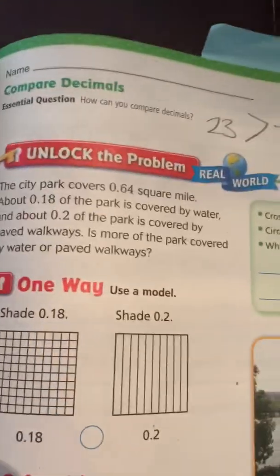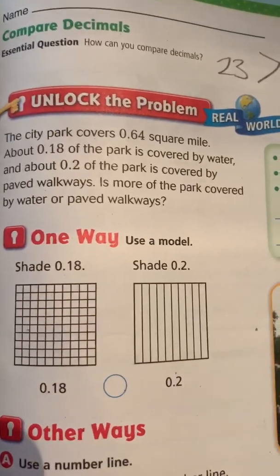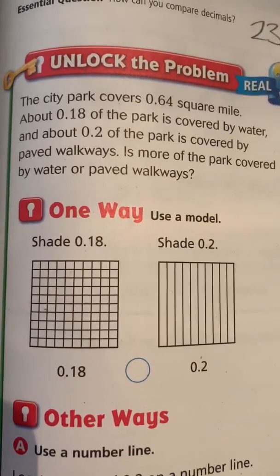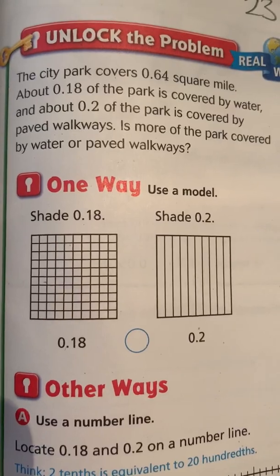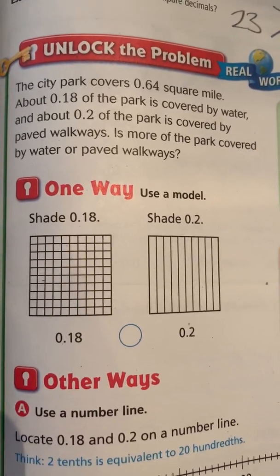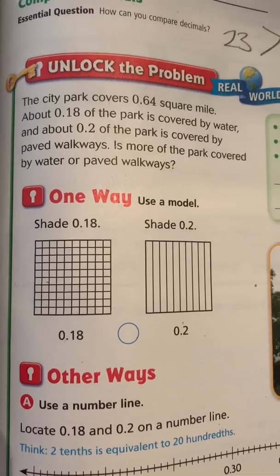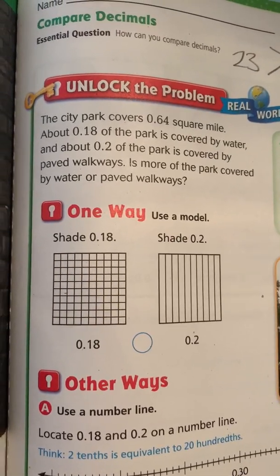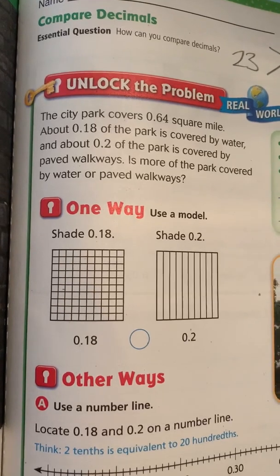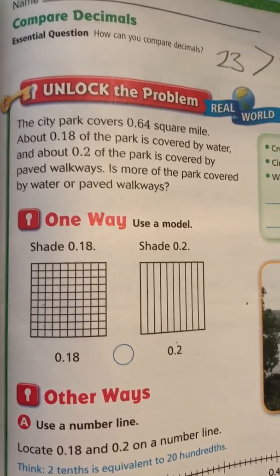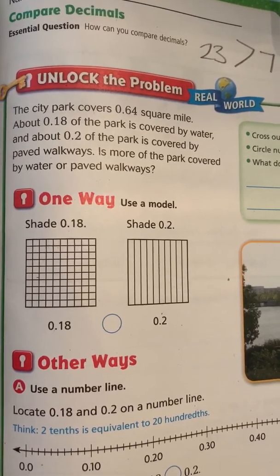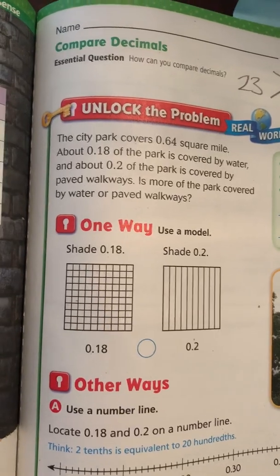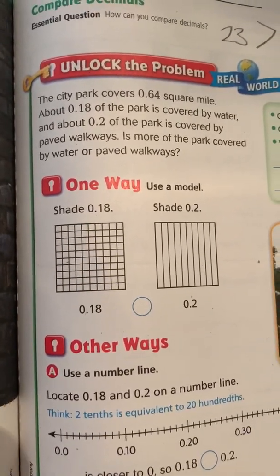So today we're going to talk about the city park, and it covers 64 hundredths of a square mile. About 18 hundredths of the park is covered by water, and about 2/10 of the park is covered by paved walkways. So the first thing I think you'll probably notice is that 18 hundredths and 2/10 do not have the same denominator. So we have to do some converting, just like we had to do with fractions, to get that denominator to be the same.